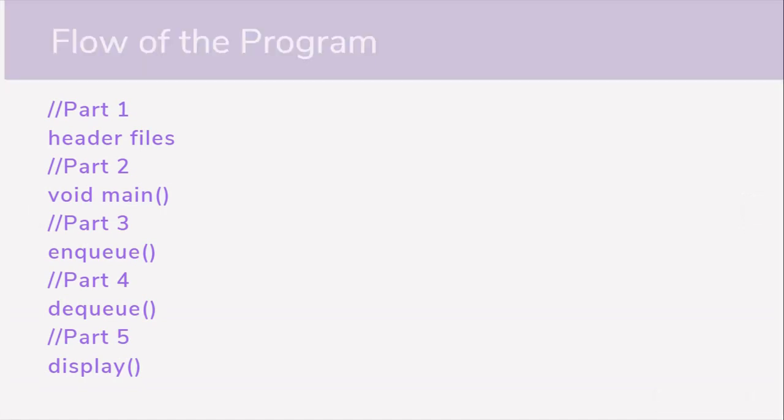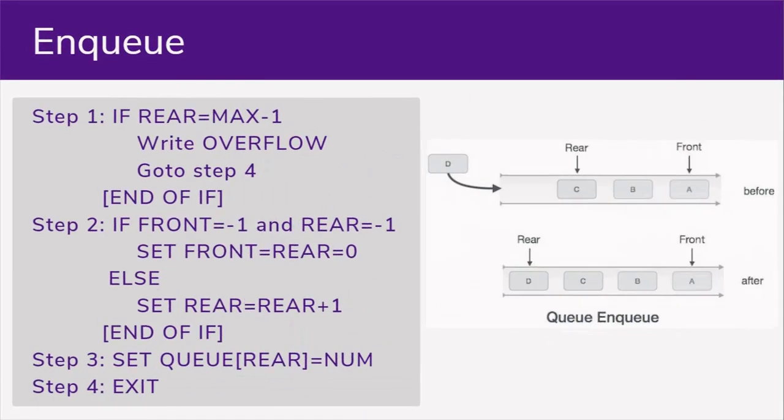Now we will understand the enqueue and the dequeue functions in detail. So let's begin with our enqueue function. So have a close look at this algorithm. Firstly, we have to check the condition for the overflow, whether our queue is full or not. And this condition is checked by verifying whether rear is equal to max minus 1.